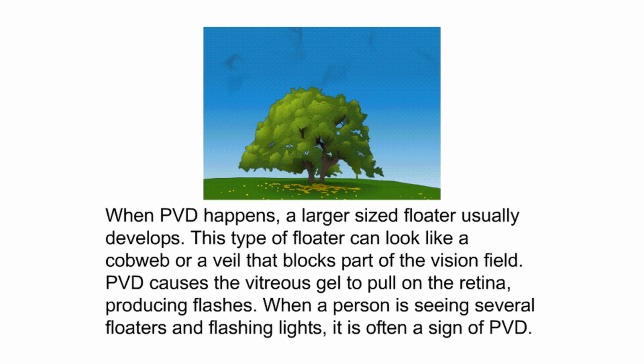When PVD happens, a larger-sized floater usually develops. This type of floater can look like a cobweb or a veil that blocks part of the vision field. PVD causes the vitreous gel to pull on the retina, producing flashes. When a person is seeing several floaters and flashing lights, it is often a sign of PVD.